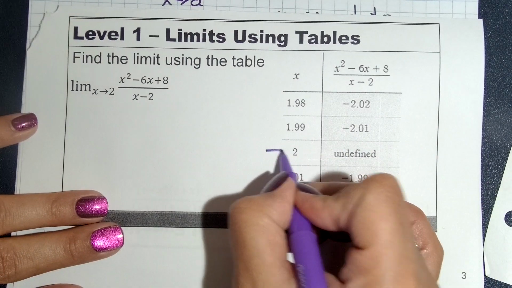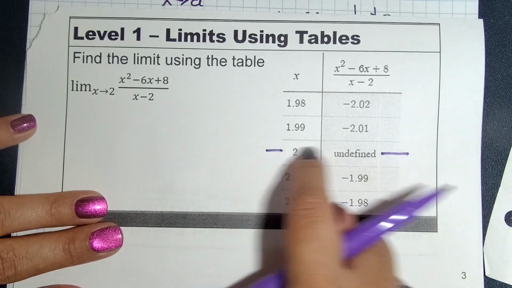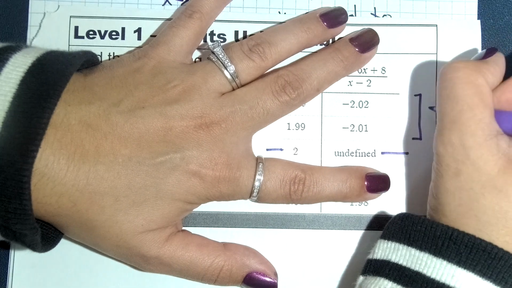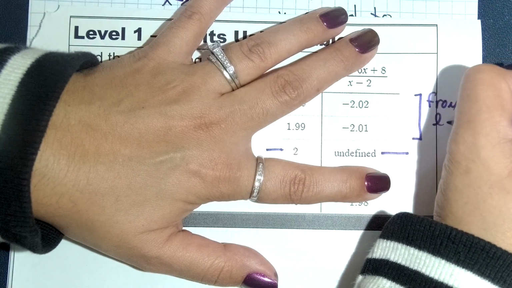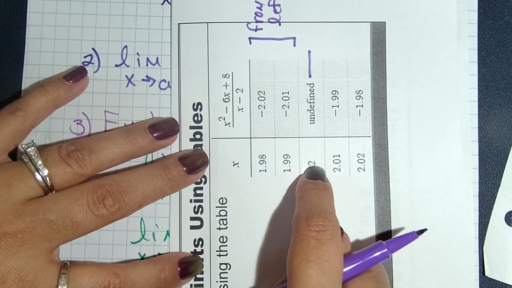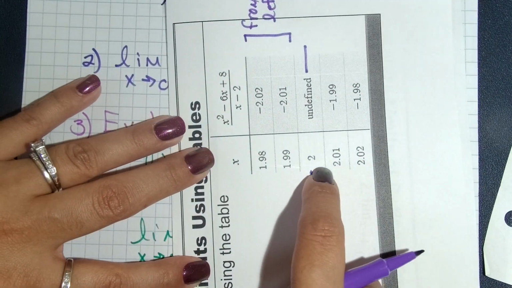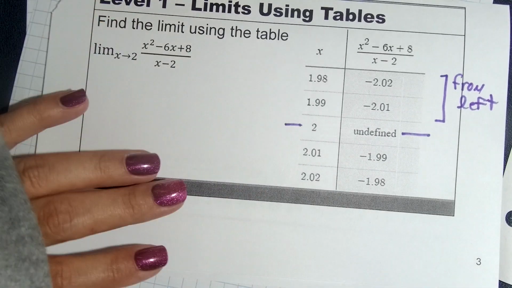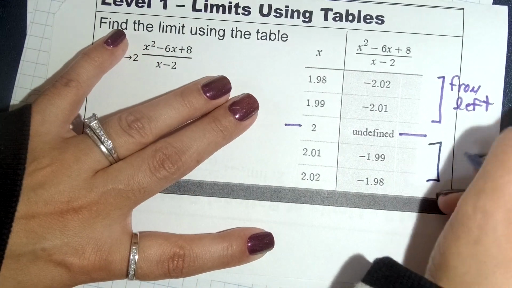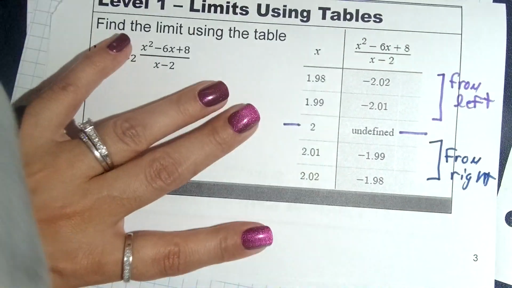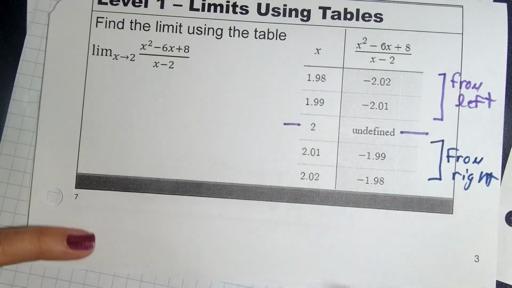So I'm going to use this like a number line, okay? If I come down here, this part of the number line is from the left. Because if I use this as a number line, to the left of this is from the left side, to the right of this is from the right side. Any questions so far?